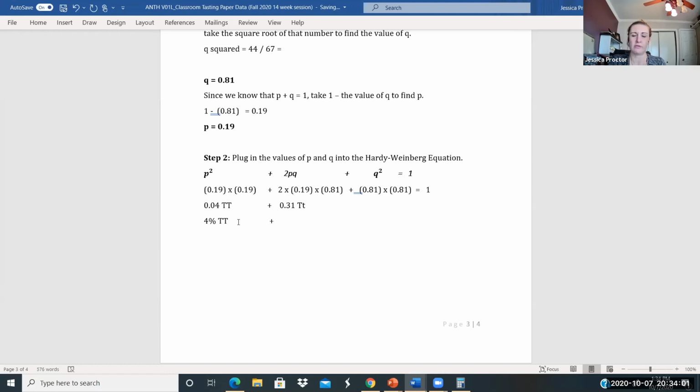So if we want to turn that into a percentage, piece of cake, we just move our decimal 2 places. 31% of our classroom population is heterozygous at the locus that determines whether or not you can taste PROP.